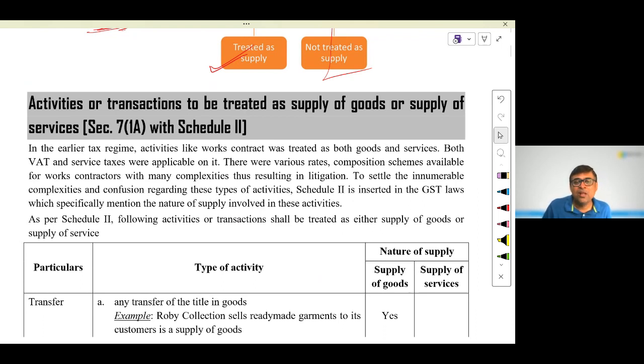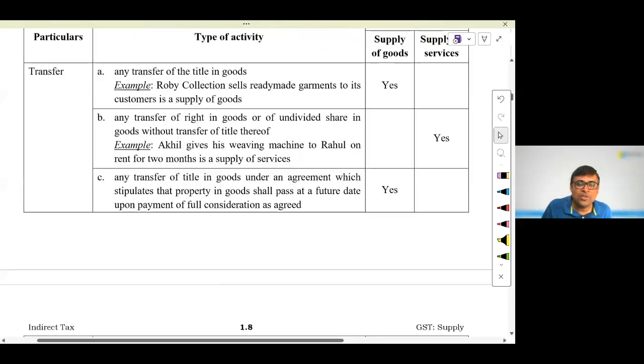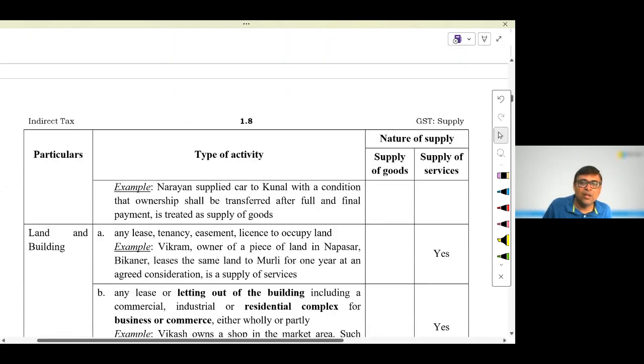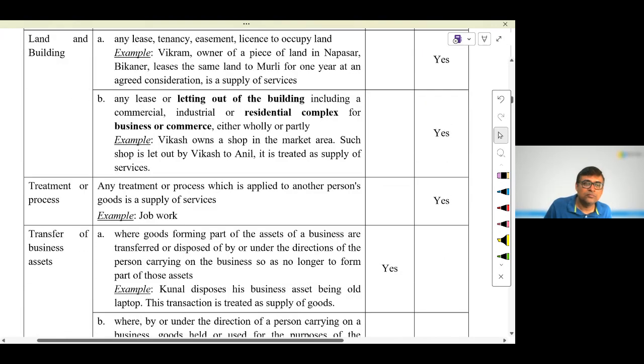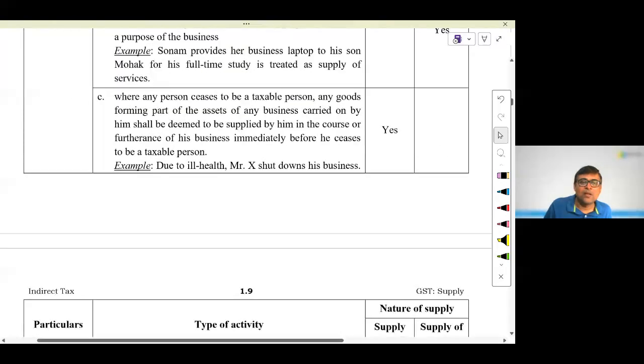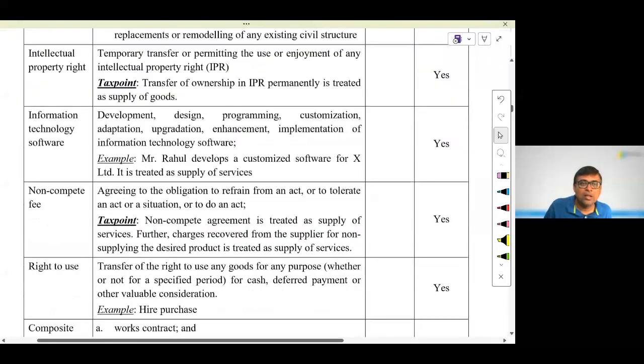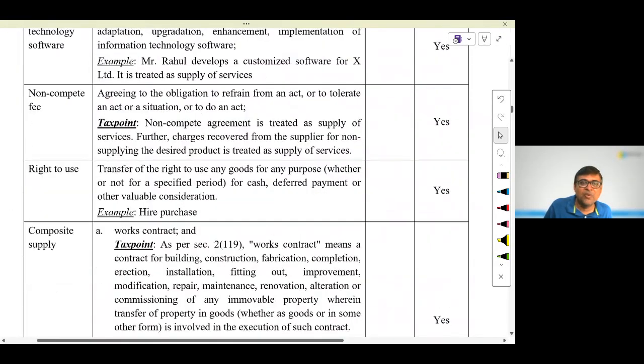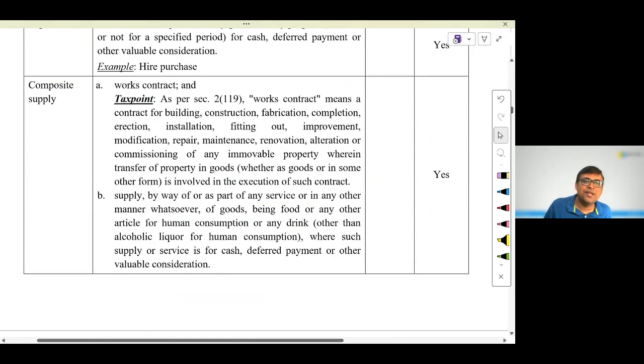In this table, Schedule 2, the CGST Act clarifies certain things where there was doubt in the previous VAT mechanism, etc. They clarify whether a particular supply will be treated as supply of goods or as a supply of services. Most important part in this, works contract. I am not going through each item one by one, we have time constraints.